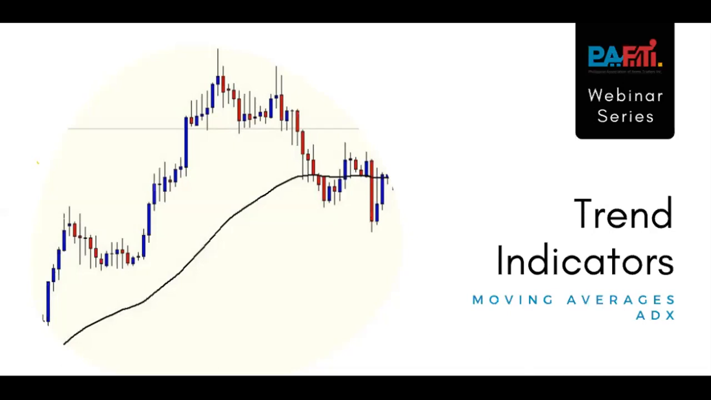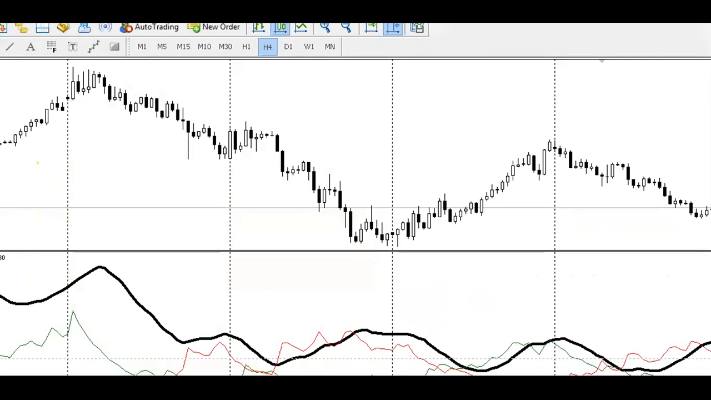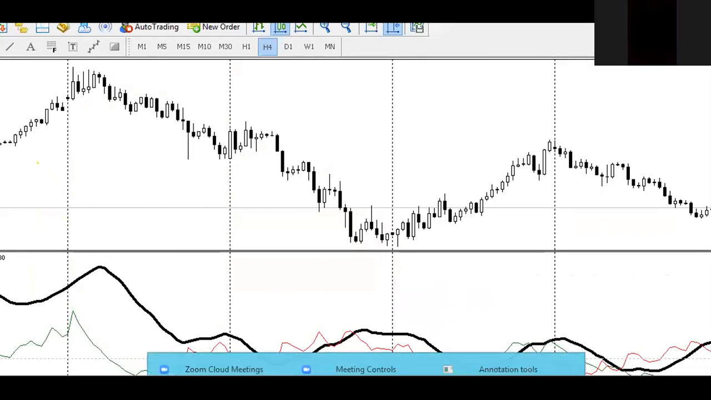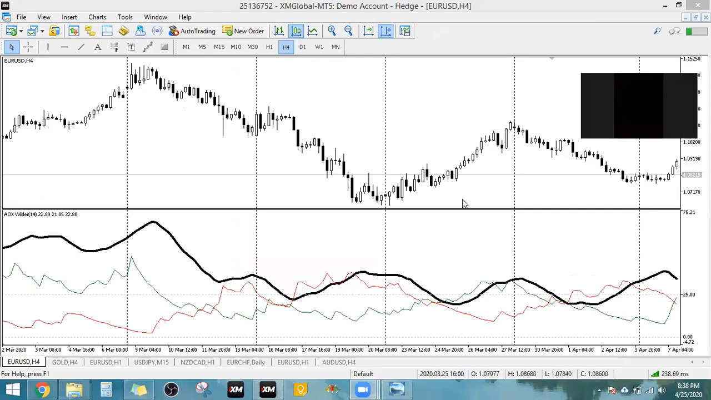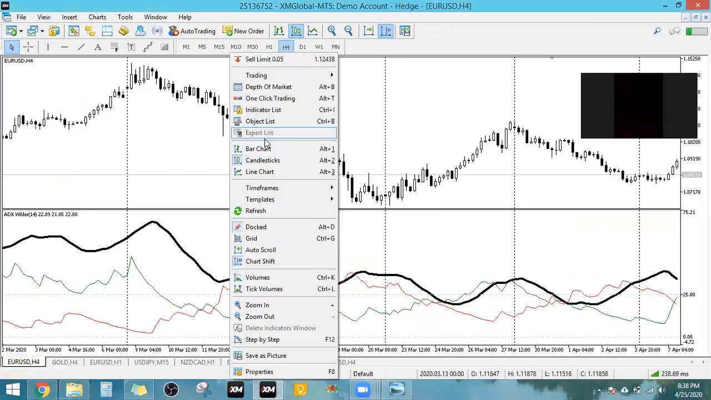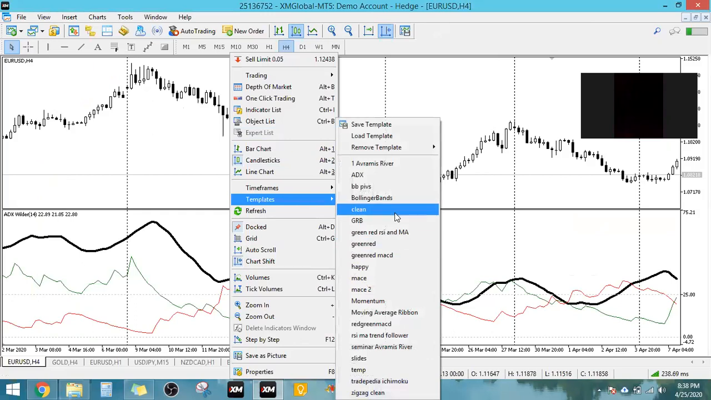So, all right. So, let me just open my charts a little bit over here. Let me just get the whole screen here. All right, so there you go. Okay, so let me just clear everything up.